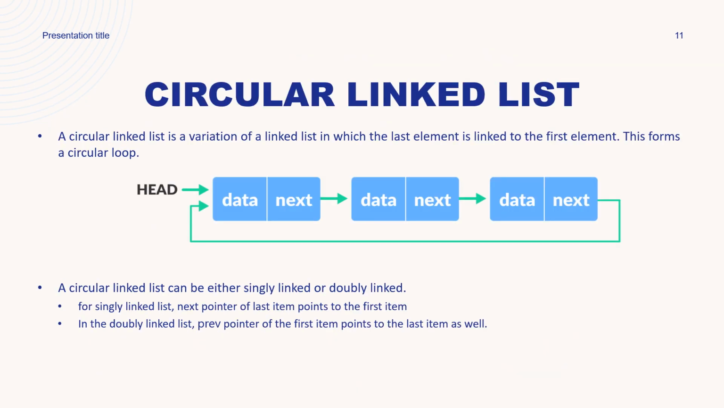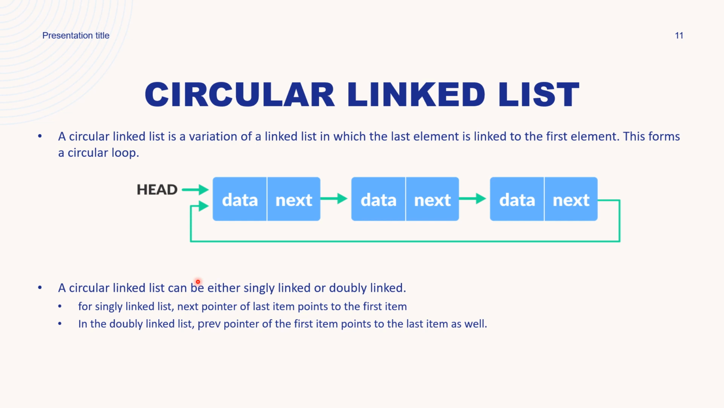The circular linked list is a variation of the linked list. As of now, we just put null in the next field of the last node. But here, the next field of the last node is connected again to the first node, or the head node. This is the variation of the linked list, in which the last element is linked to the first element, forming a circular loop. Because of this, its name is circular linked list.